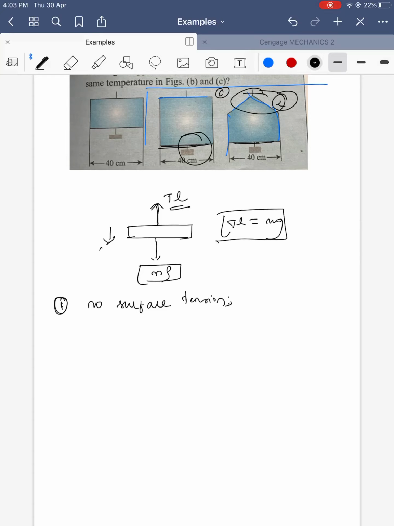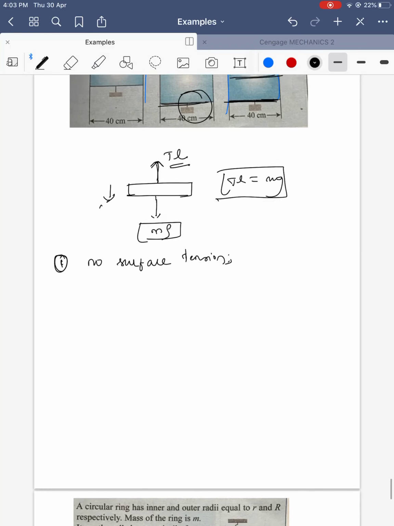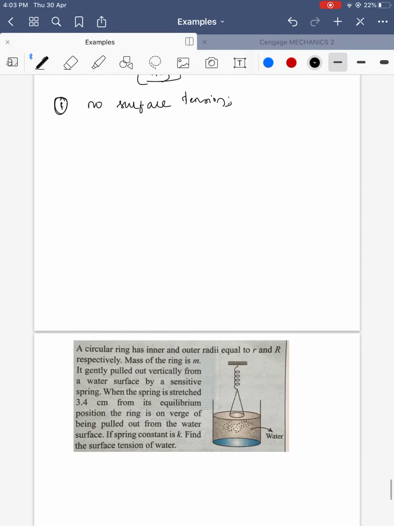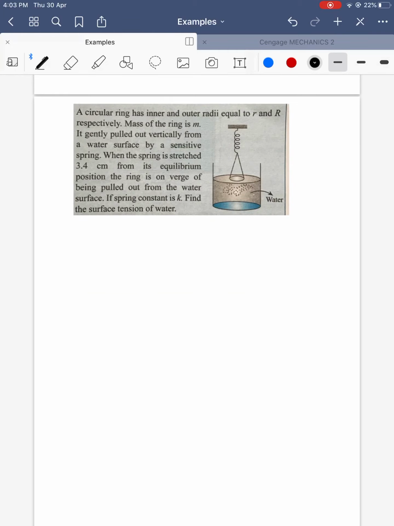Same thing like this. You should not get confused by the shape. We don't care about that shape. We only mind what is immediately in touch with the liquid. Okay, so let's go to the other part. Next, go to the other question.